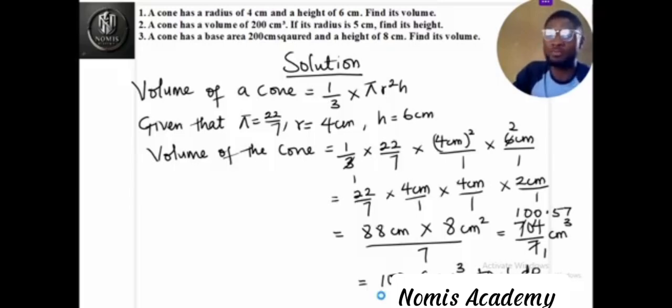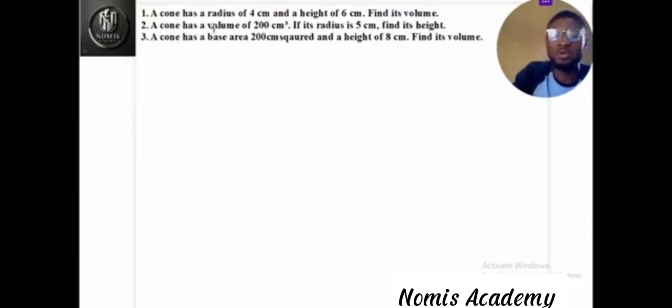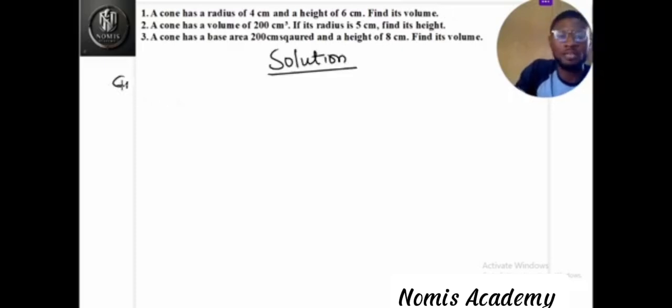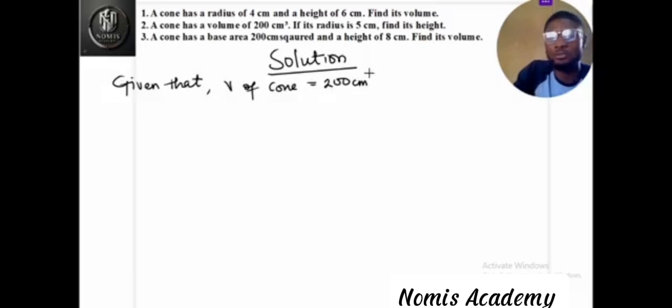Let's take example number 2. Example number 2 says a cone has a volume of 200 centimeter cube. So in this case, the volume has been given. If its radius is 5 centimeter, find its height. So let's get into the solution of this. In this case, the volume has been given. So let's say, given that the volume of the cone is 200 centimeter cube, while the radius is 5 centimeter, the height question mark, we're looking for it.